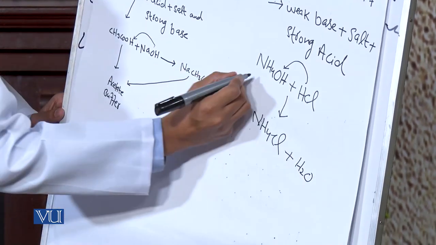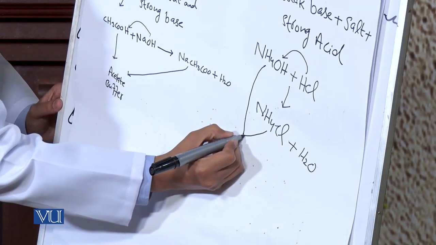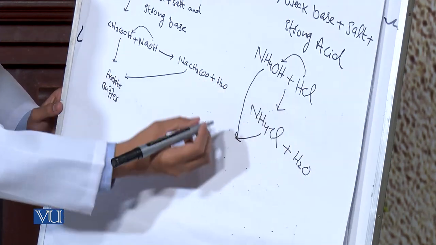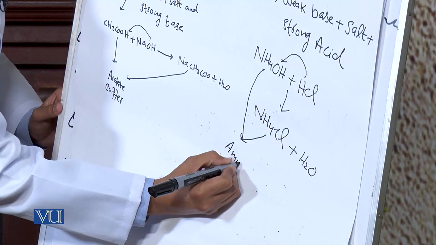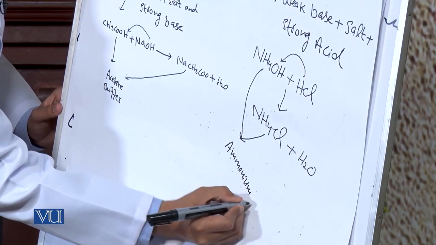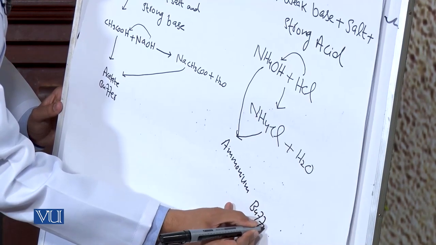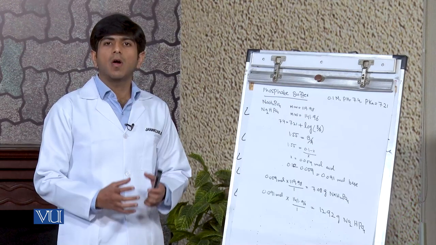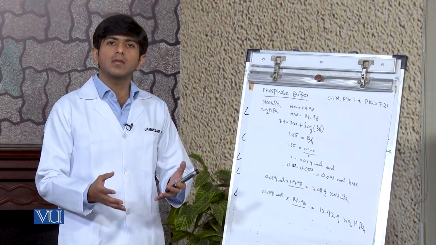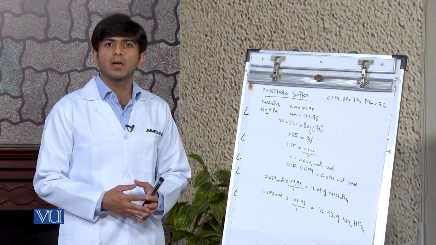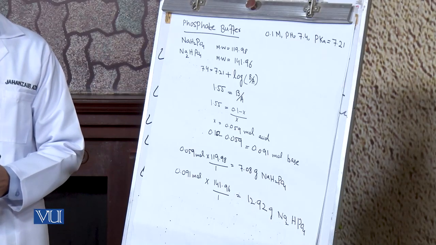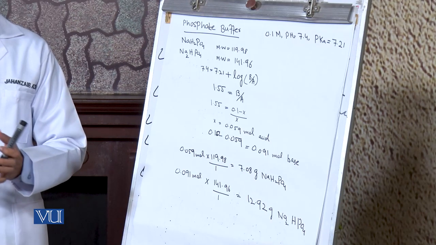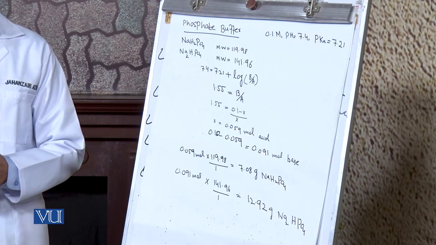Now, combining this weak base with its salt, we can make ammonium buffer, which is an example of a basic buffer. In order to make a buffer, either acidic or basic, we should know the value of the dissociation constant for acid, which is pKa, and the dissociation value for the base, which is pKb.